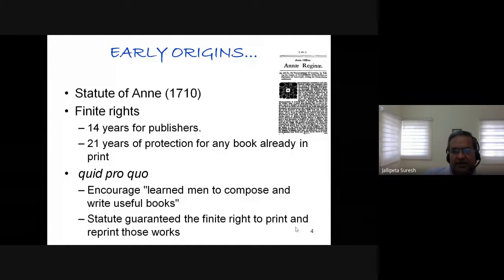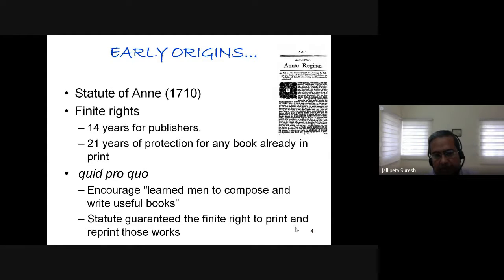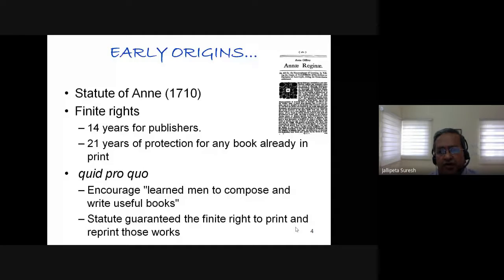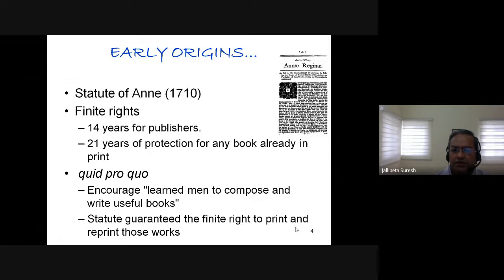So based on that, this Statute of Anne came about saying that these rights are not infinite but finite, for a limited period of 14 years. Then, in the case of books already published, they said the rights could extend up to 21 years. And primarily this particular enactment was to encourage learned men to compose and write useful books.